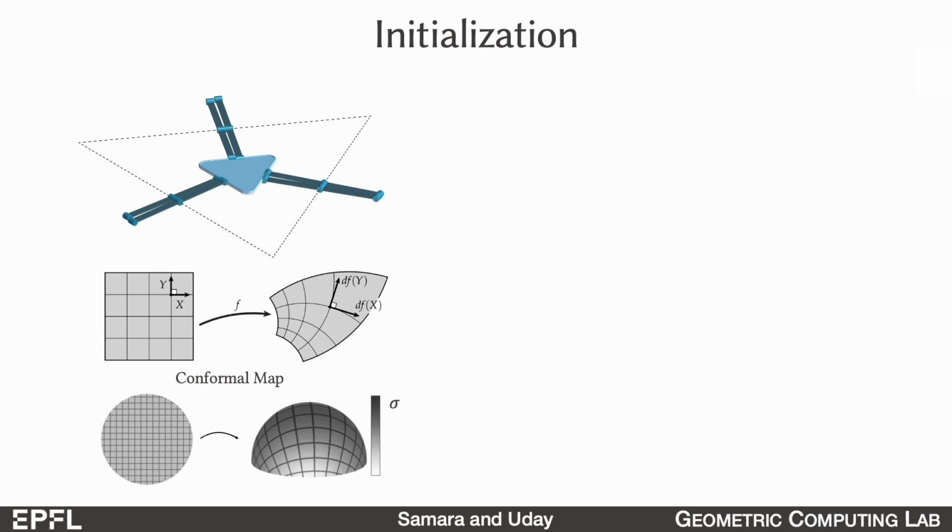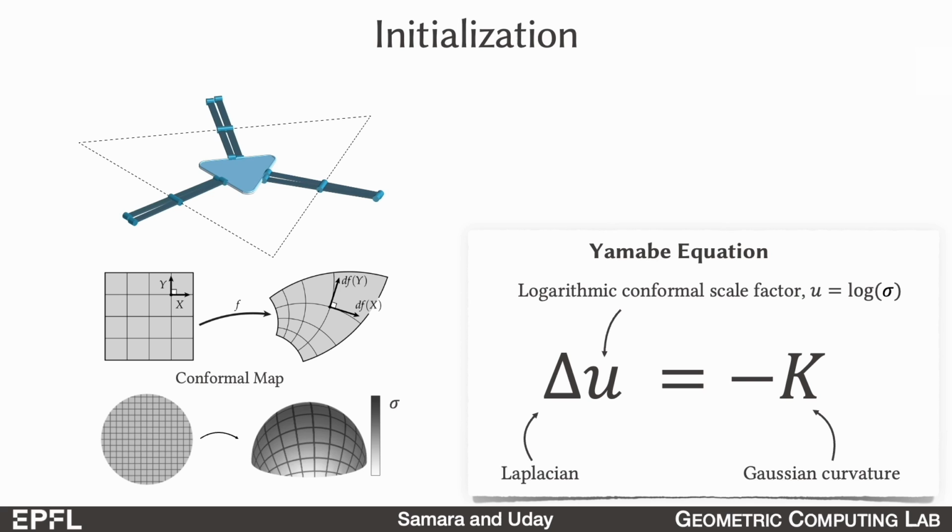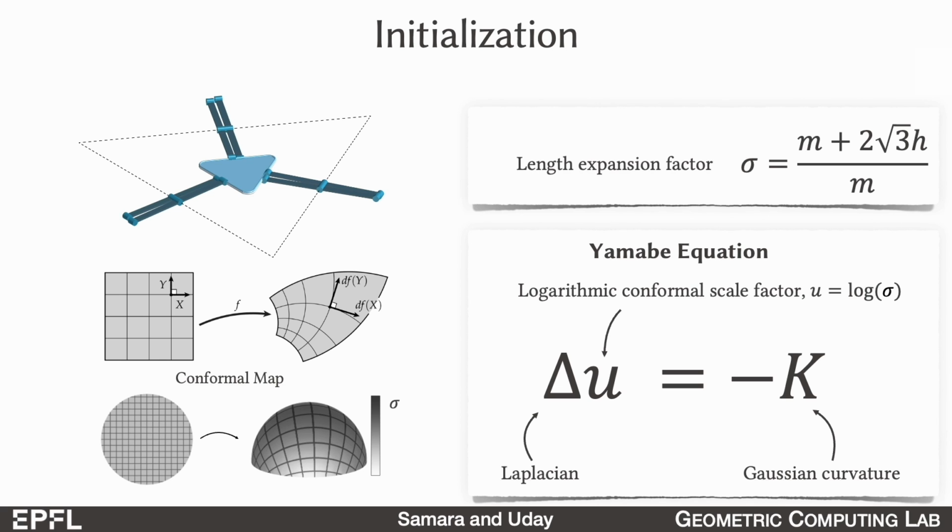Here is another example of a conformal map where the local scale factor is indicated by the function sigma. The Yamabe equation connects the Gaussian curvature of the target surface to the conformal scale factors. The discretization of these continuous conformal scale factors gives the length expansion factors for each unit cell. We can compute the height of each umbrella unit from the expansion factor using the kinematic relation seen before.